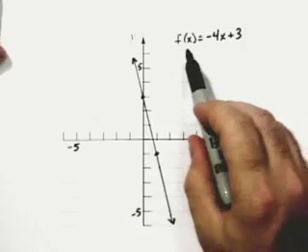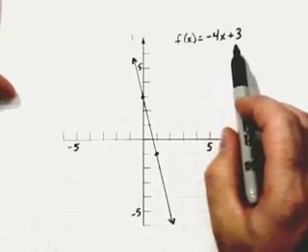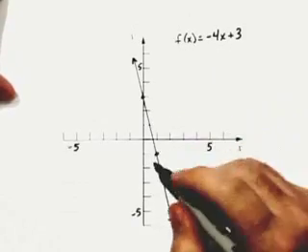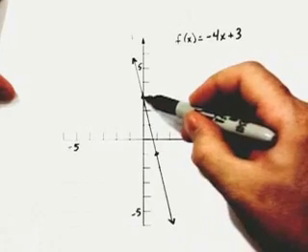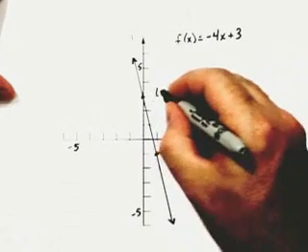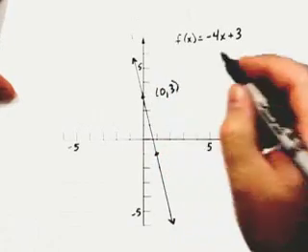The last thing that we're asked to do in this problem is to graph our function. To graph f of x equals negative 4x plus 3, we can first plot the y-intercept. We've marked that point on our graph already. That's the point 0, 3.